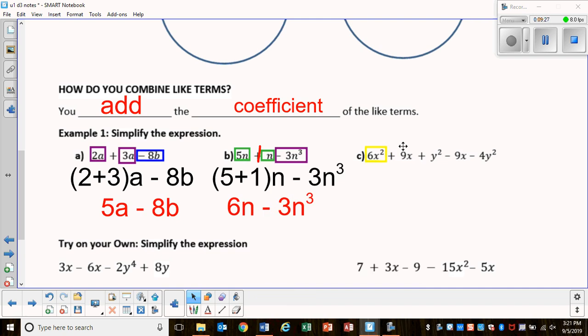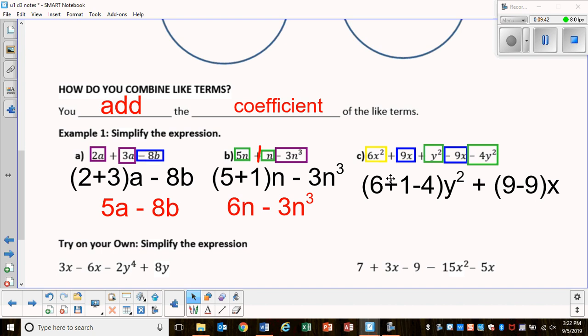None. Okay, I've got a 9x and a negative 9x that go together. And then I've got a y squared and a negative 4y squared. So here's where it's going to be funky. Okay, don't copy this because it's wrong.